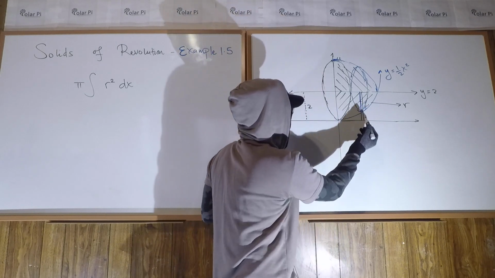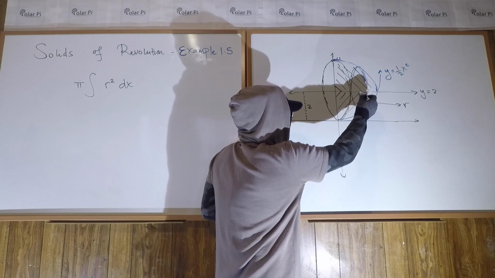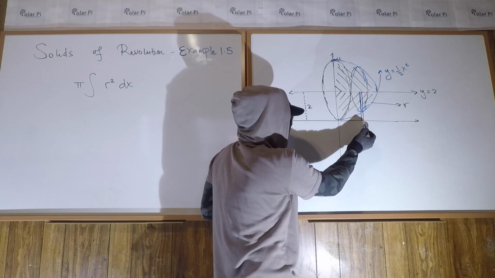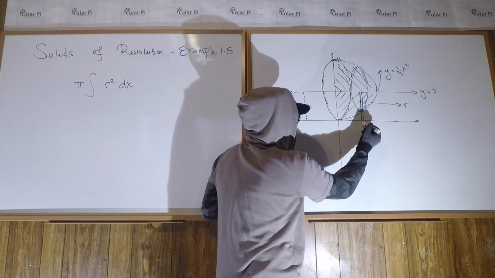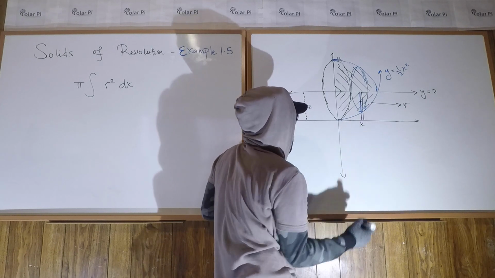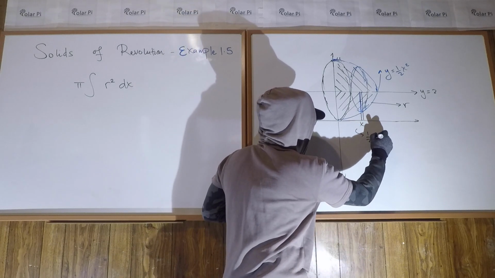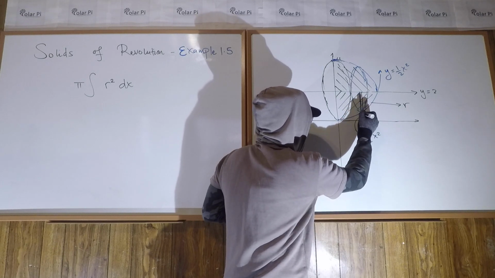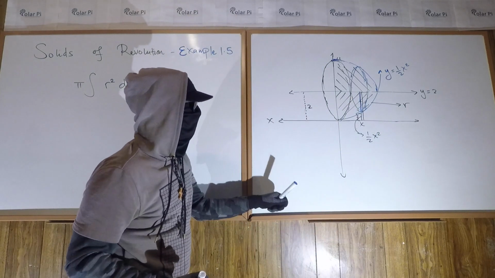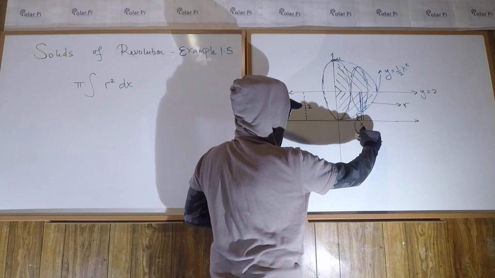In other words, our radius in blue goes from here to here, and we know from here all the way here is 2. But what's this bit? This bit is the y value associated to this x, but that y value is 1/2 x squared. So this tiny bit right here is 1/2 x squared, the y value for this x.